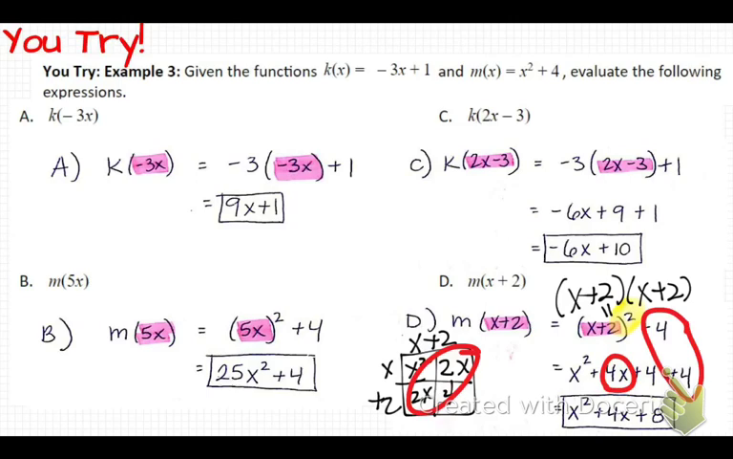I saw a lot of you tried to distribute the square through, and that doesn't work. It only works if it was like x times 2. If you're multiplying, the square distributes through, but if it's a binomial being added or subtracted together, that's when it's like a factor and you have to multiply them together, okay?